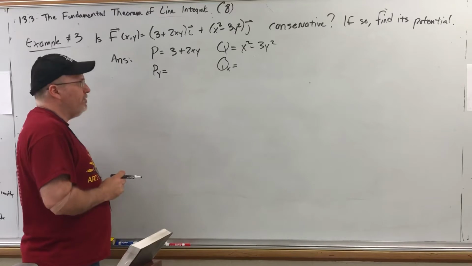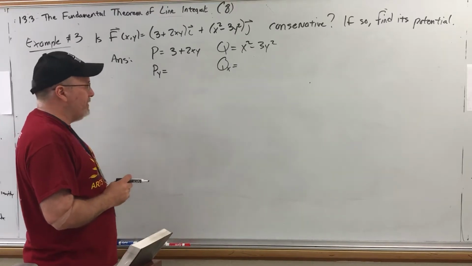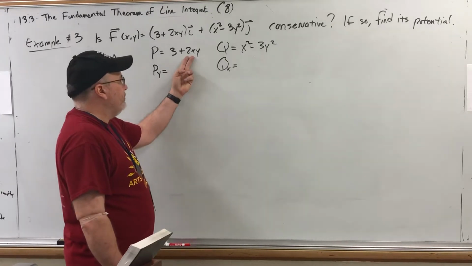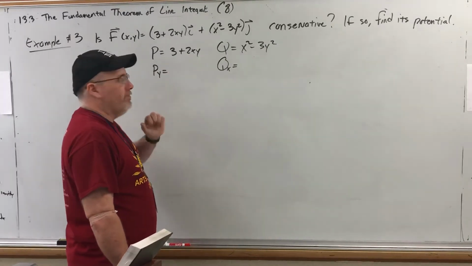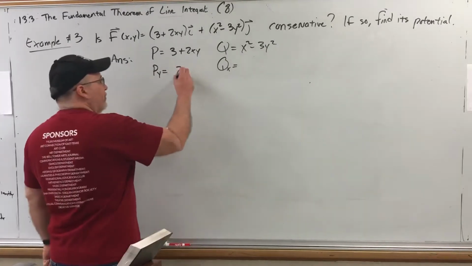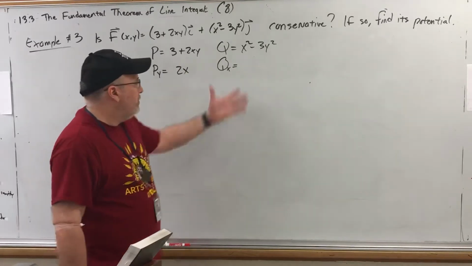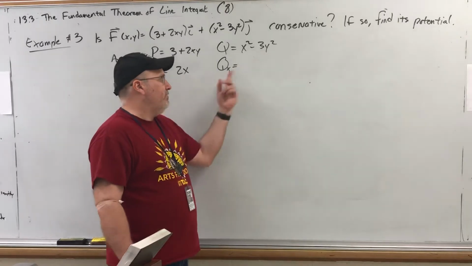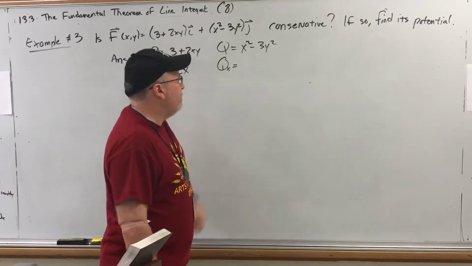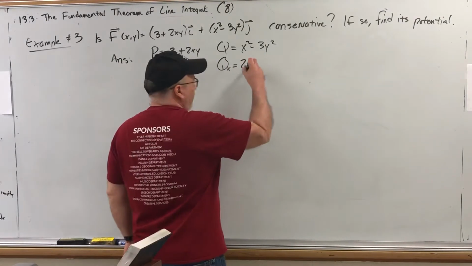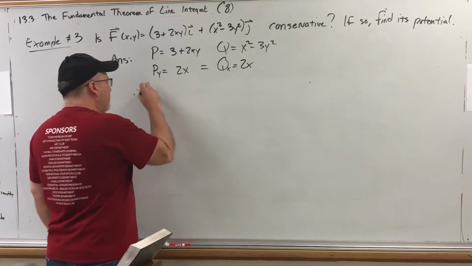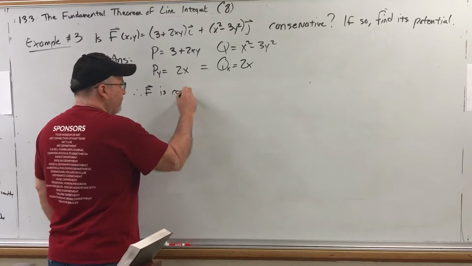The partial derivative of 3 plus 2xy with respect to y. This is 0. 2x is a constant with respect to y. The derivative of y is 1. So the partial is 2x. For the Q function, the negative 3y squared is a constant relative to x, so its derivative is 0. The derivative of x squared is 2x. These are equal. Therefore, F is conservative.